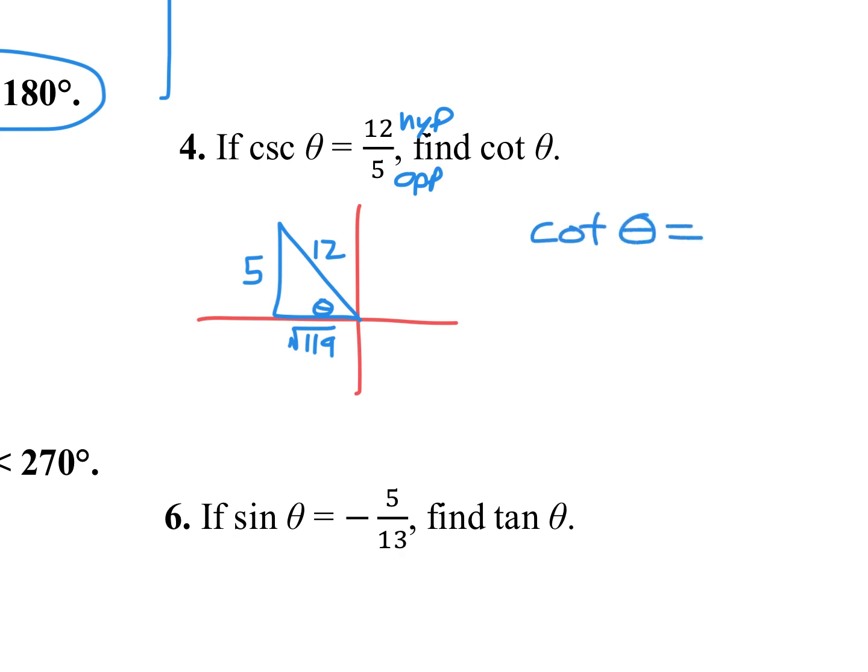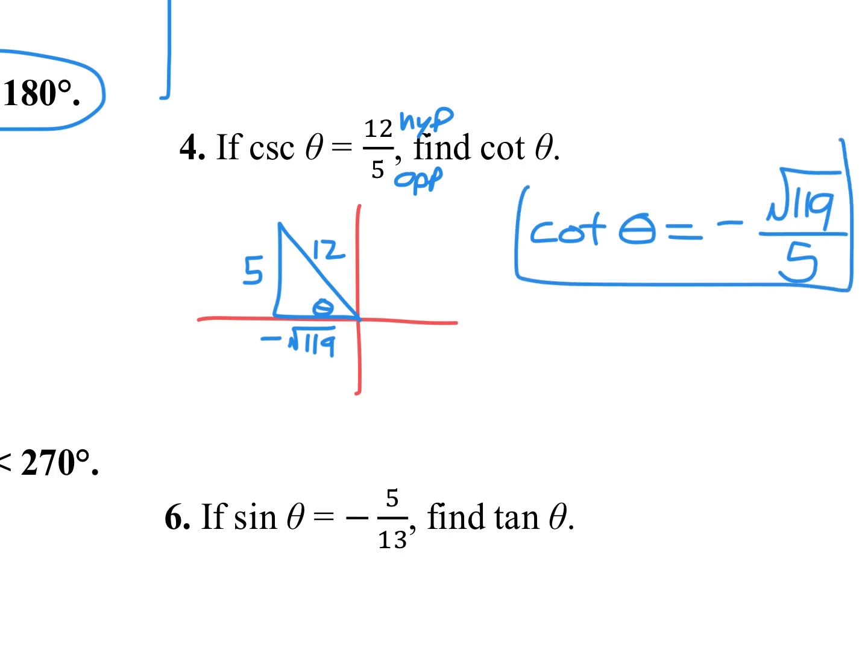Tangent is opposite over adjacent. So for this one, we want adjacent over opposite. Also notice the x-coordinate is negative, so I'm going to put a negative on this one. Adjacent over opposite. And by ASTC, sine would be positive, and so would cosecant, but the other four would be negative, and we got a negative answer.